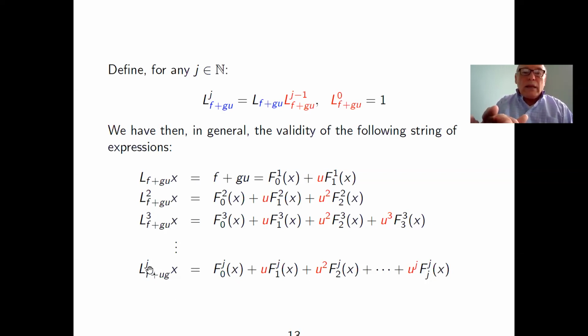So if you take the J-th directional derivative of x along the vector field f plus gu, you will obtain a simple polynomial of order J in U. The rest are coefficients, which are vectors accompanying each one of the powers of U, starting from the zeroth power. So that's very easy to remember, very easy to apply.